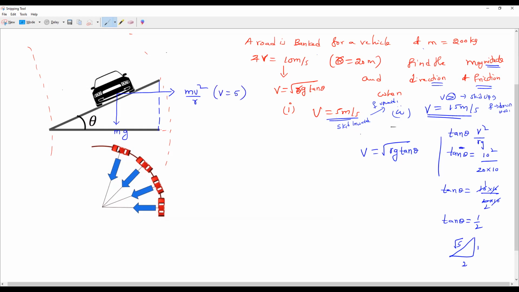So here, what is the velocity? Velocity is equal to how much? Let us take it as 5 meter per second. Correct or not? Please respond, guys. So velocity is 5 meter per second.